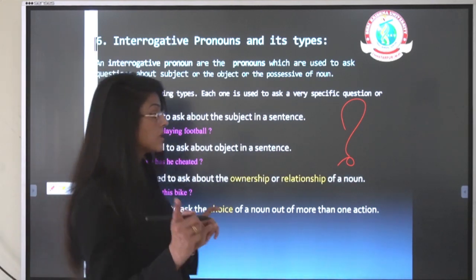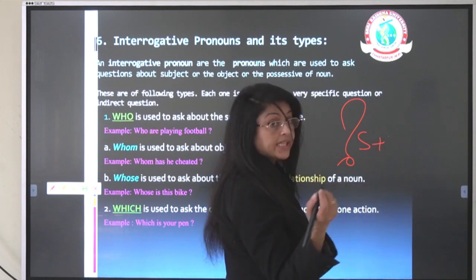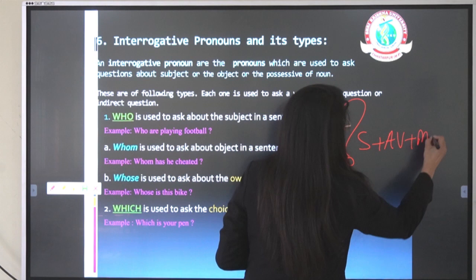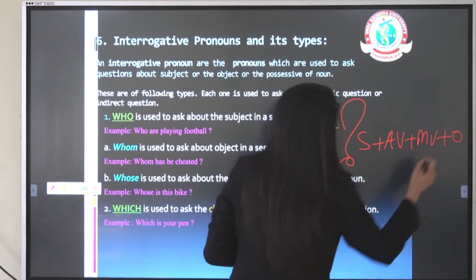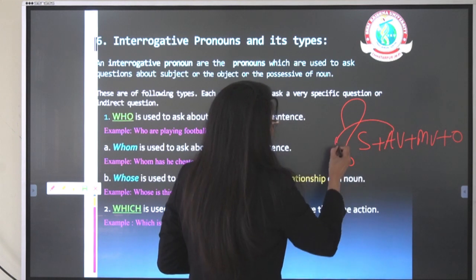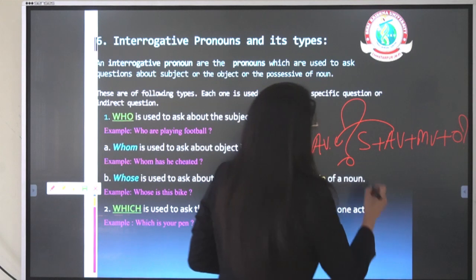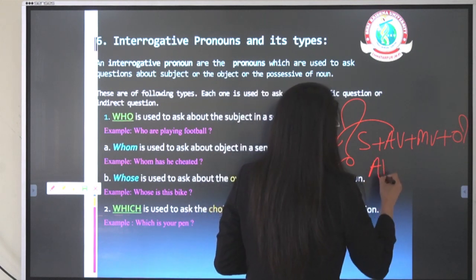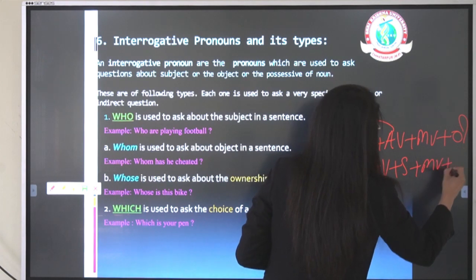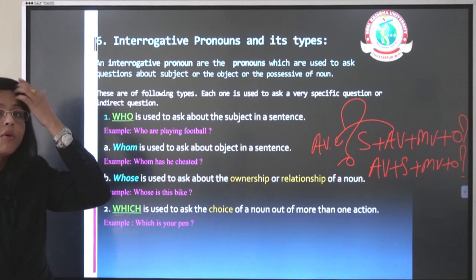Another way, as I told you, the basic structure of a sentence is subject plus auxiliary verb plus main verb plus object. When you place the auxiliary verb in front of the subject and add a question mark at the end, it becomes a question sentence. So this is how questions are formed.